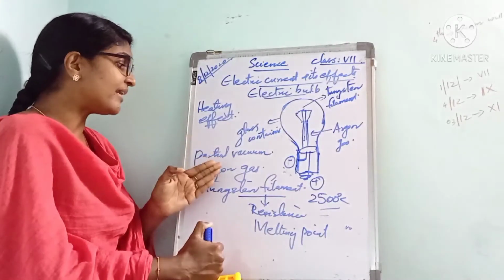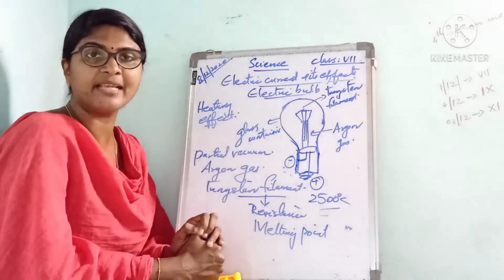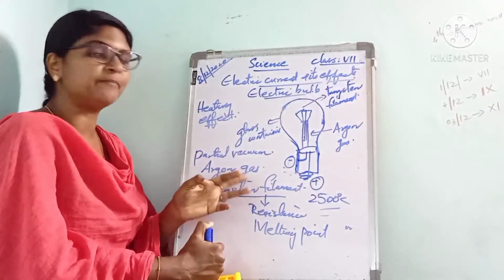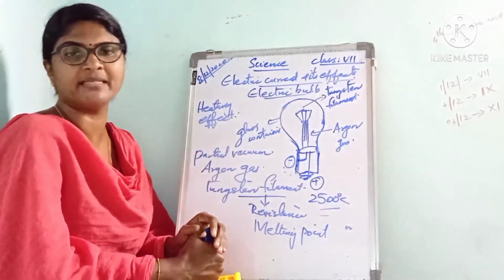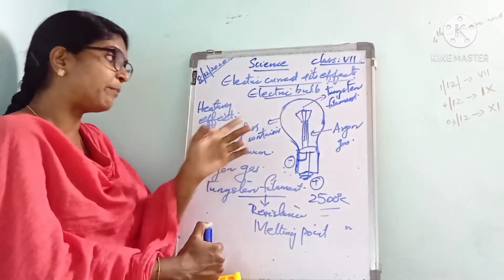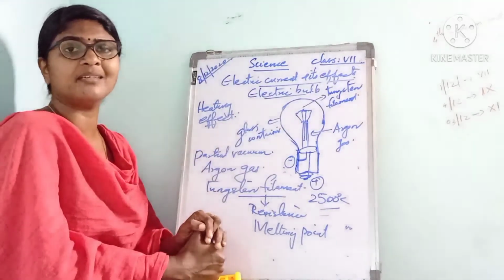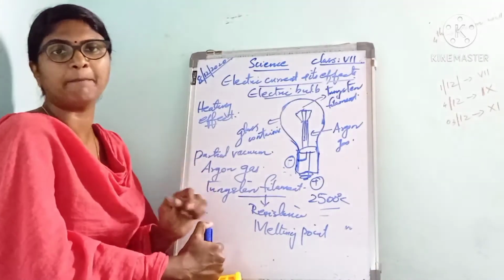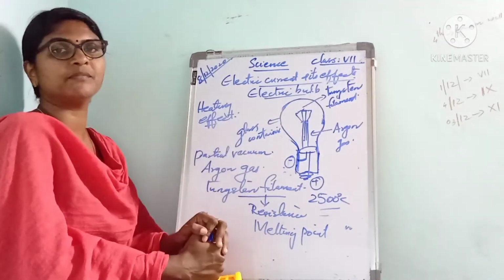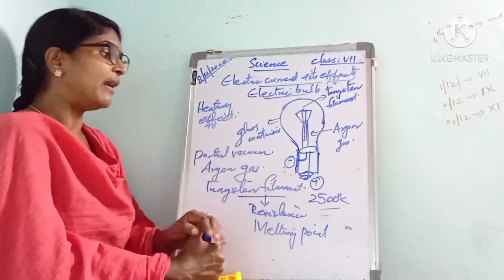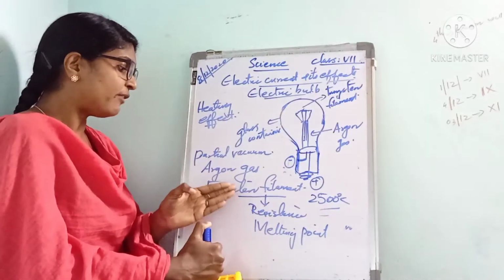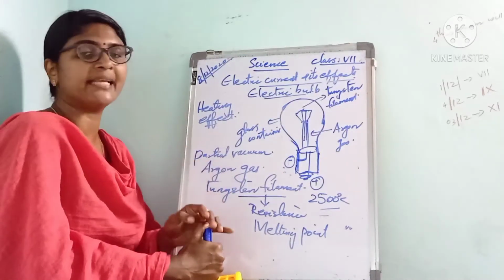Then what is the function of the argon gas here? It protects the very hot tungsten filament from burning out, and it also prevents the bulb from breaking. Listen to it, these are the functions, the role of argon gas here.